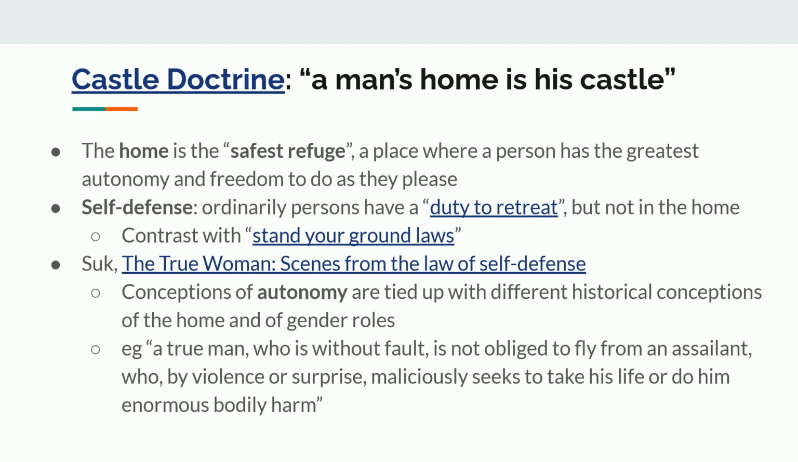So it's no coincidence that the castle doctrine is phrased in terms of a man's home as his castle, because historically it's usually the men who are the property owners. Women usually don't have any financial or legal claim to the house in the same way. And so men can do what they want in their house, including to their wives and their families. So the castle doctrine has historically been used quite a lot to protect domestic abuse.